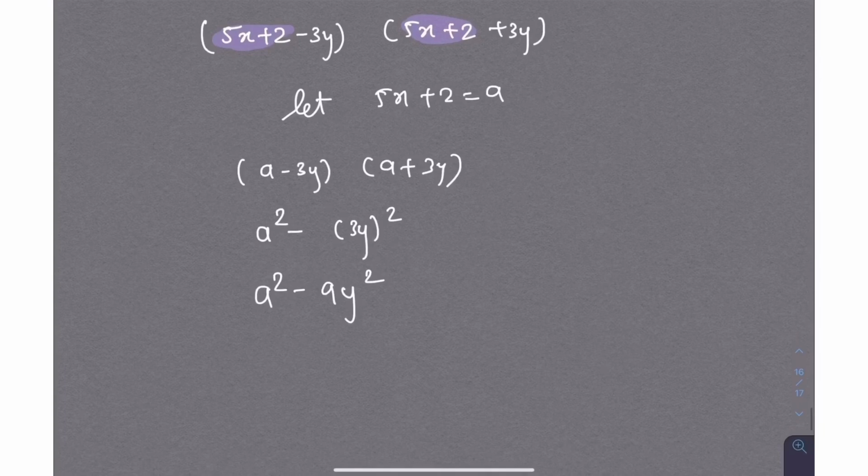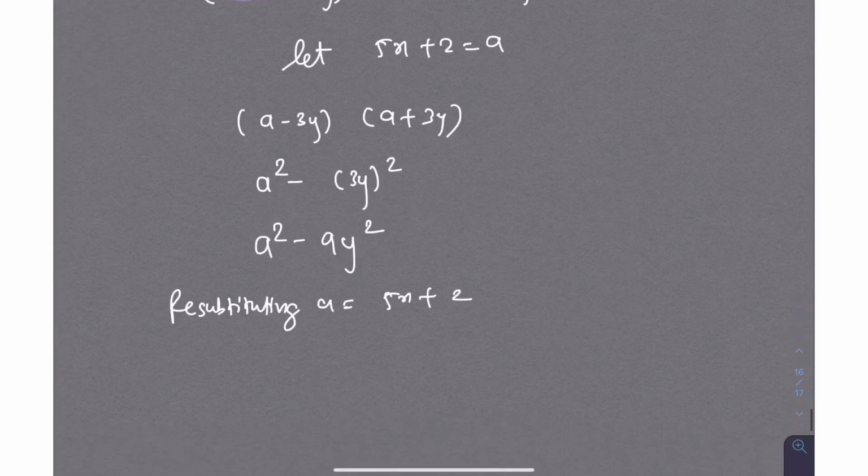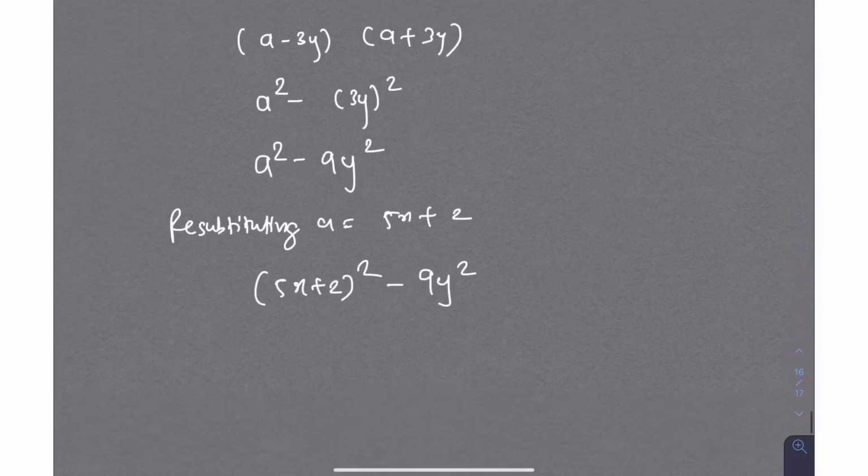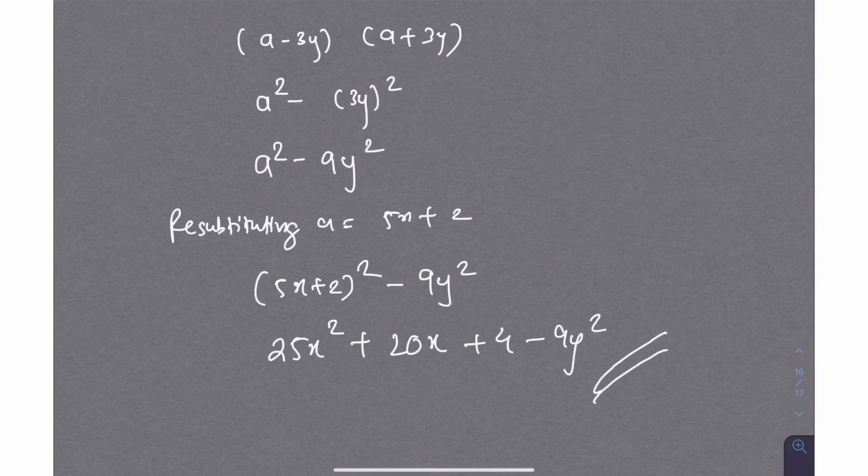Again, sum solve नहीं हुआ है. We need to resubstitute the value, and resubstituting a as 5x plus 2. You can either write resubstituting or replacing a by this. So your value will be 5x plus 2 the whole square minus 9y square. So expansion of a plus b the whole square is a square plus 2ab, 5 into 2 is 10, 20x plus 4 minus 9y square. That's it. We can't simplify it further. So this is the final answer, 25x square plus 20x plus 4 minus 9y square.